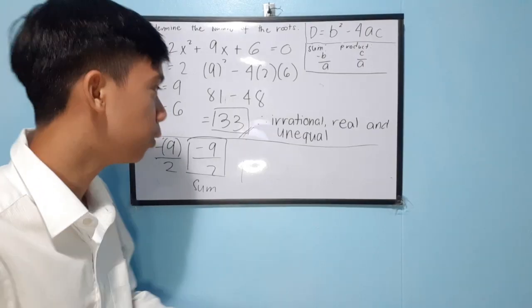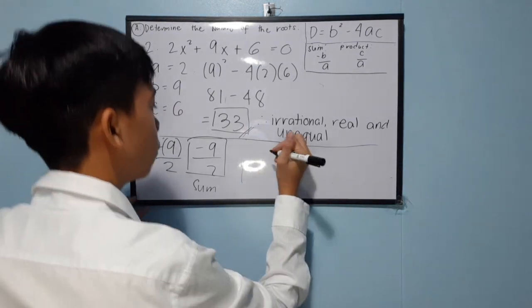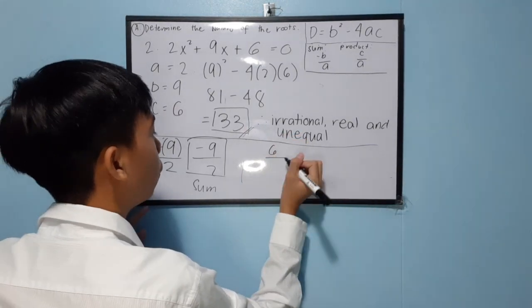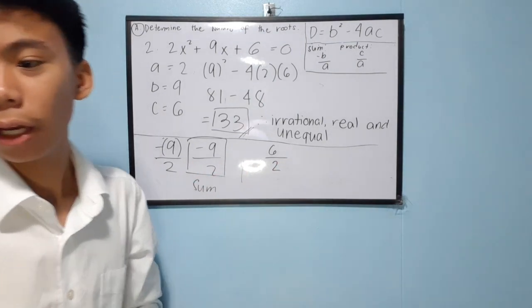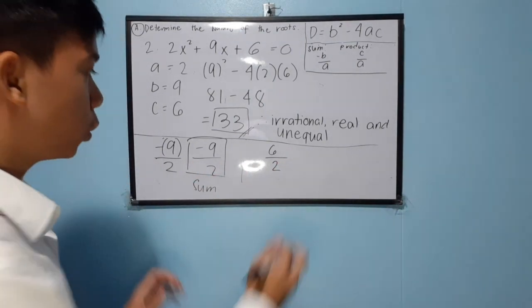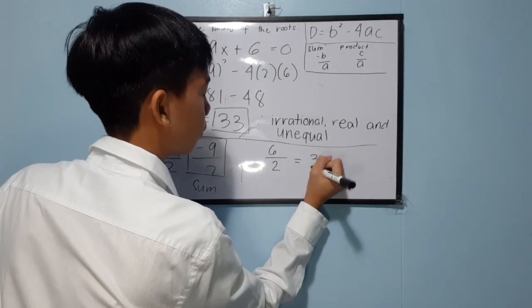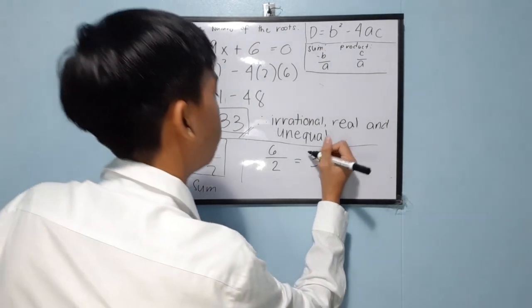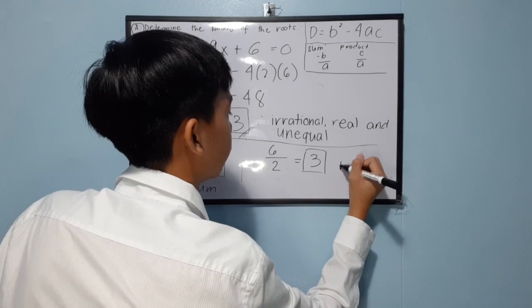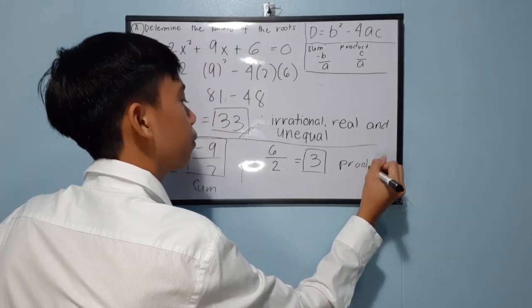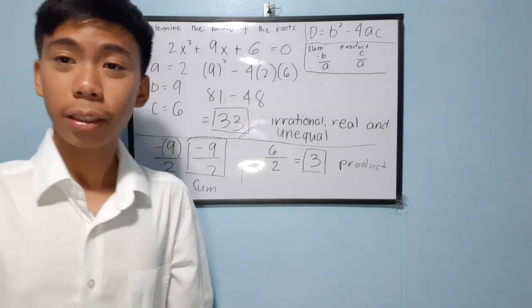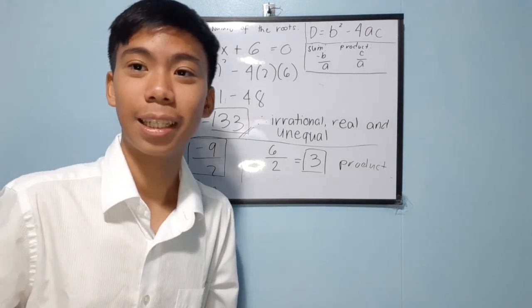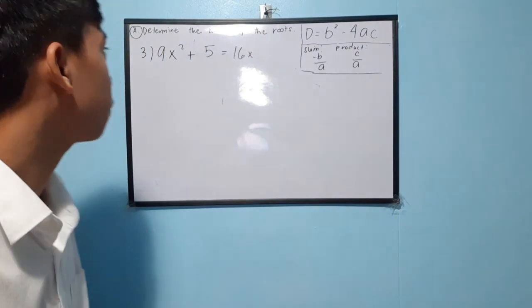And now we need to find the product. So C is 6 over A is 2. 6 over 2 is equal to 3. So 3 is your product. There we go. Now let's move on to the next example. So here's our third example.